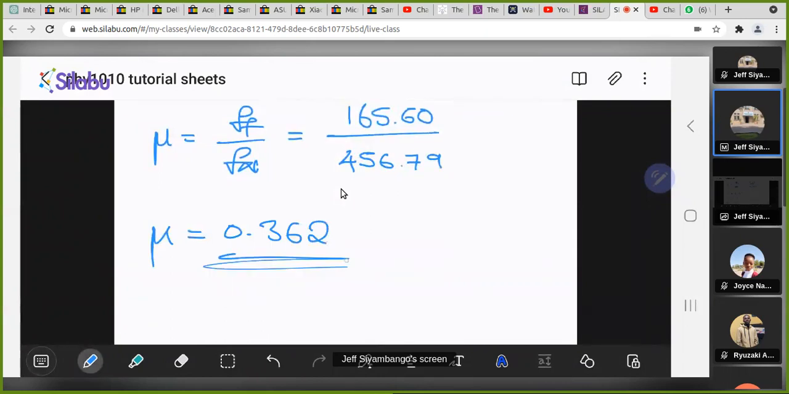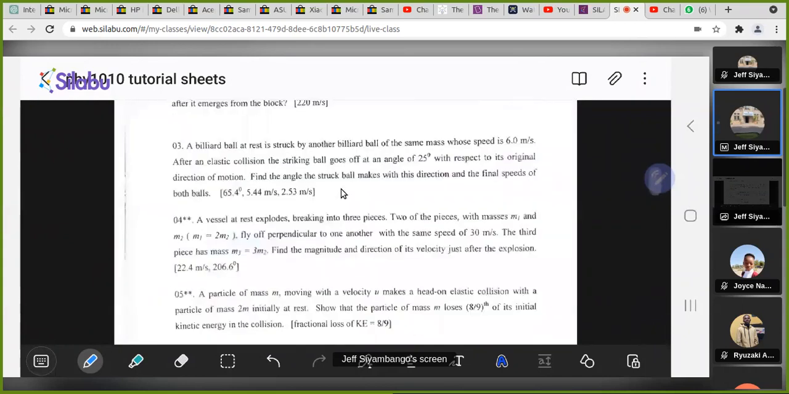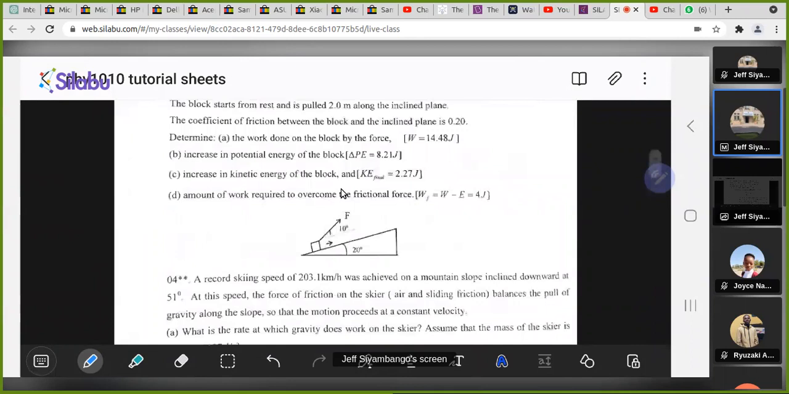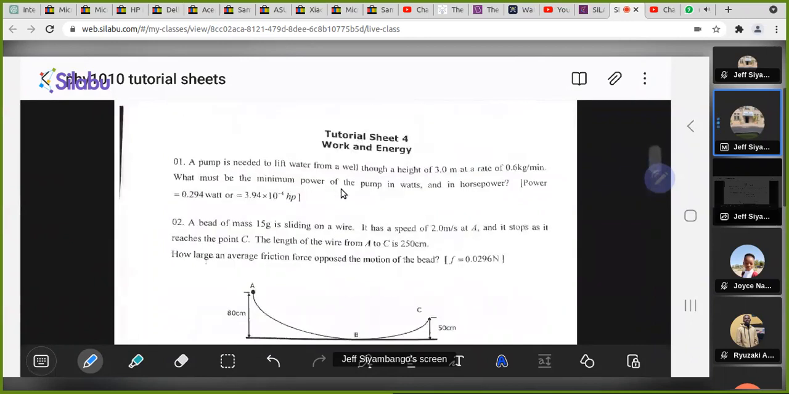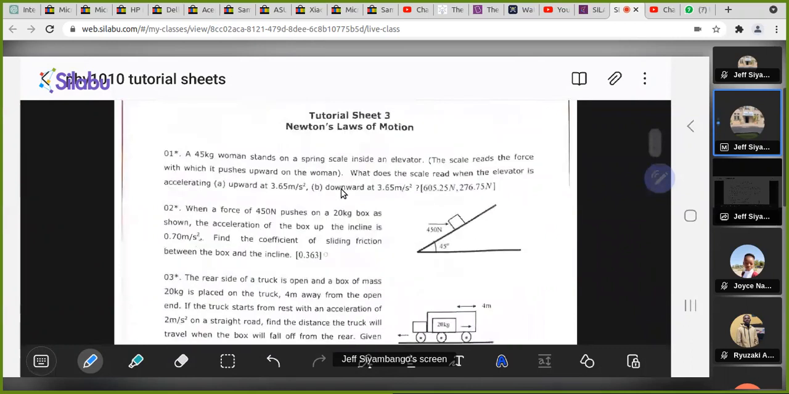Is this what we expected? We quickly go to the question and let's compare what we expected, it was question 2. And we expected 0.363. I wrote my answer as 0.362. I am happy with this. I think it is fine. So this is how you work out question 2.